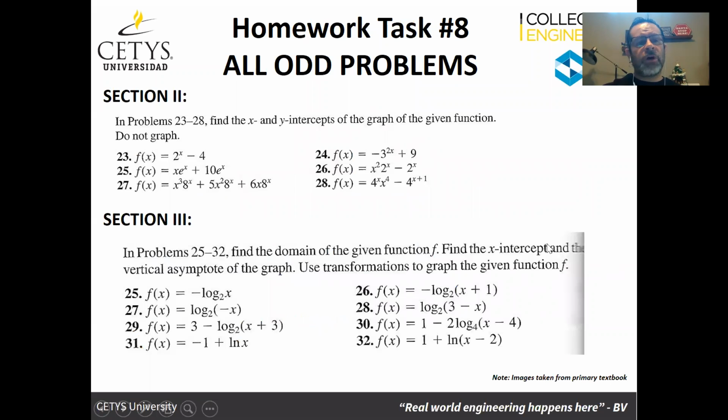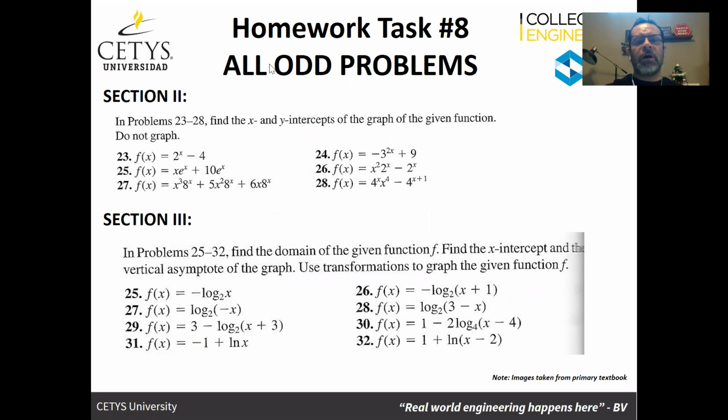Since you guys have to solve the even problems, I'm sorry, you have to solve the odd problems. Sorry about that. I'm going to work on the even problems here. Okay, and these are from sections 2 and 3 of homework task 8.